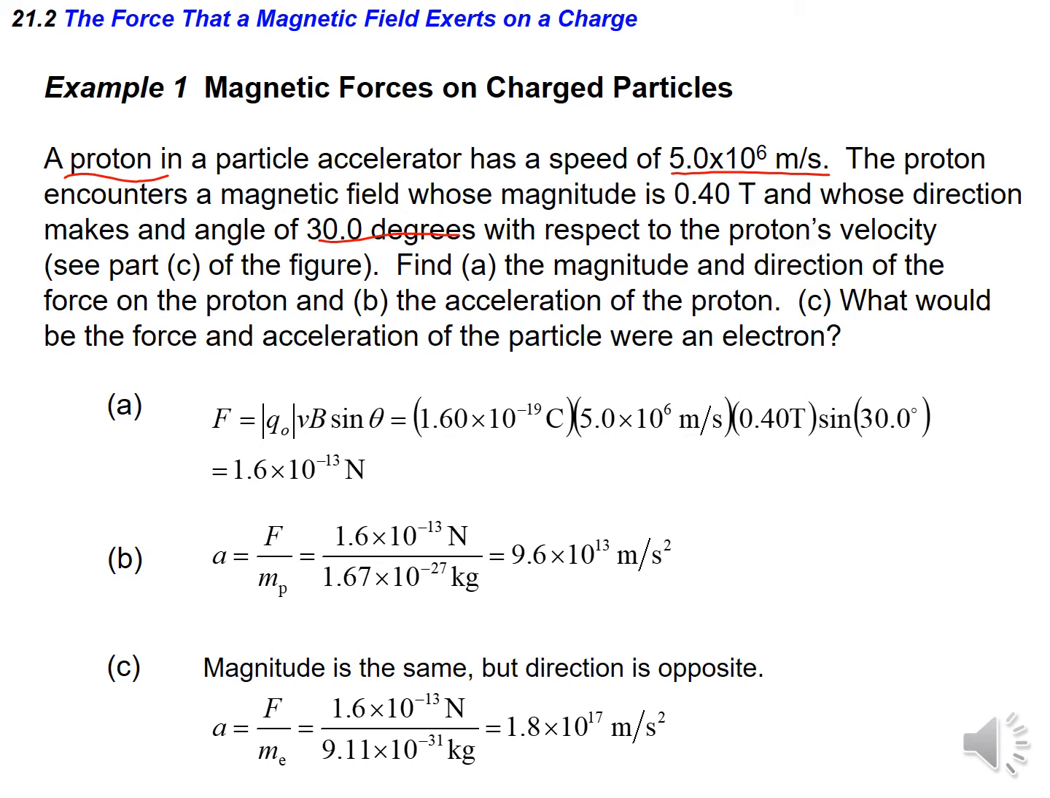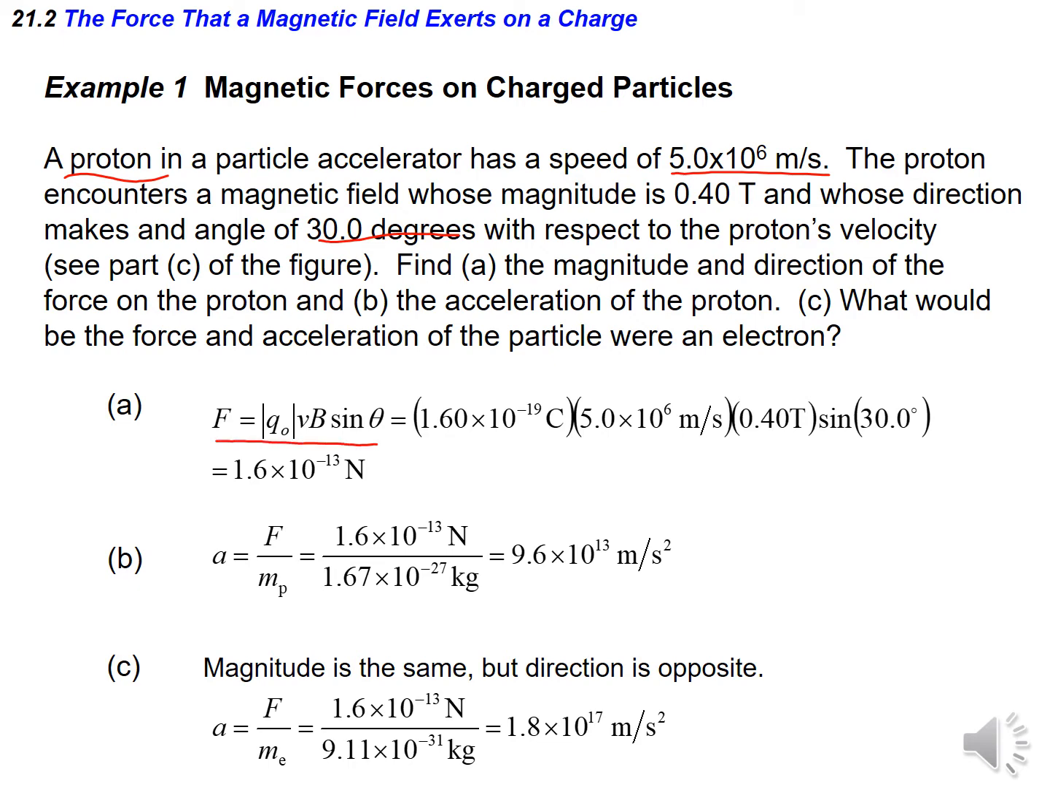So the first question is, find the magnitude and direction of the force on the proton, B, the acceleration of the proton, and C, what would be the force and acceleration of the particle if this is an electron. For us to solve letter A, to get the magnitude and direction of the force on the proton, of course we need to use this formula.